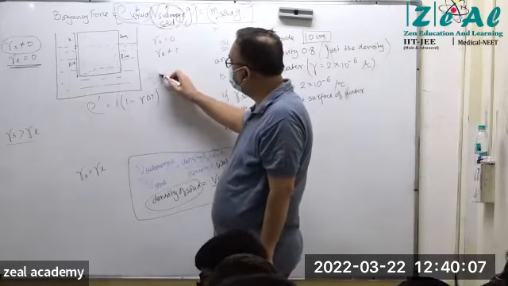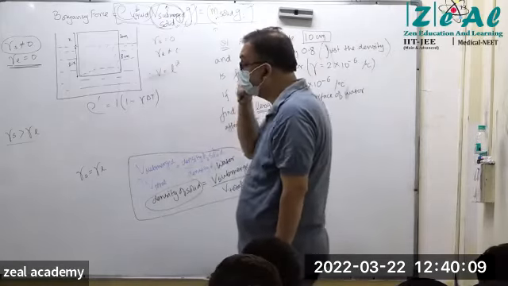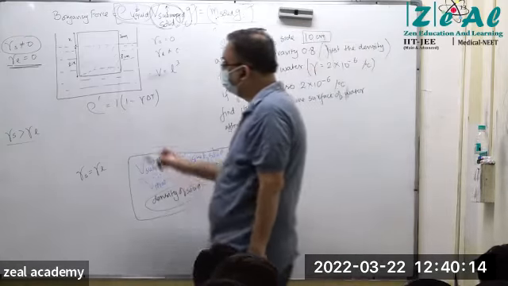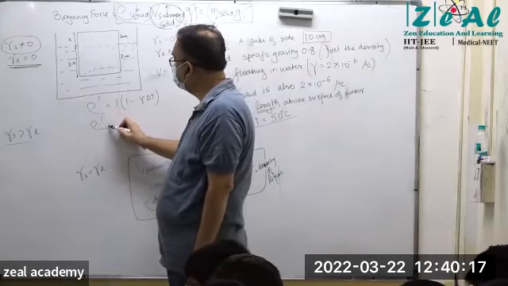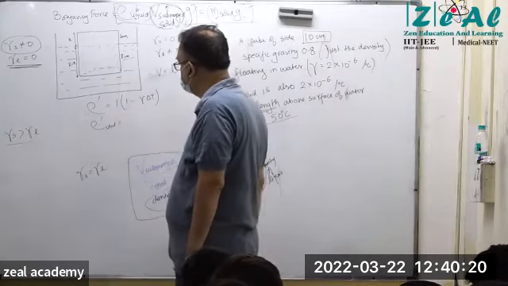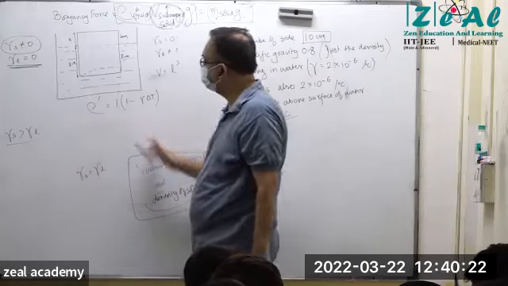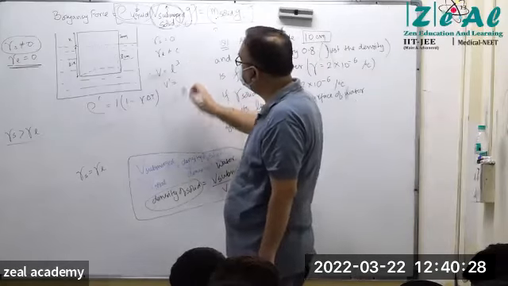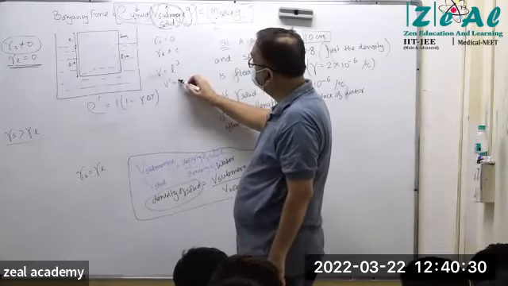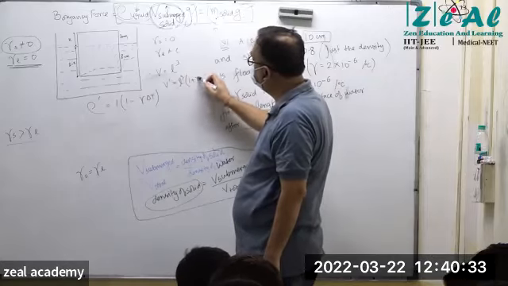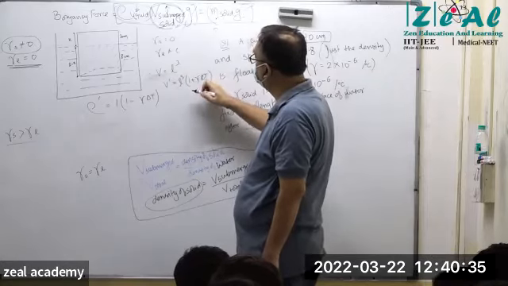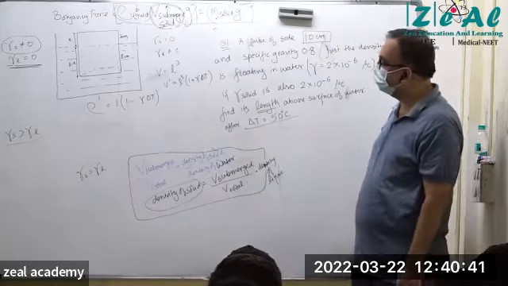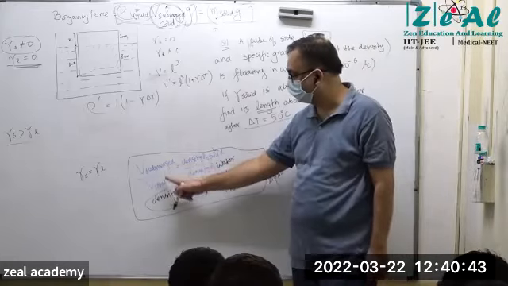Now, if the volume of the solid is L cube, I don't think we need density of solid. So if the volume of the solid is L cube, therefore the new volume will be equal to how much? It will be equal to L cubed into 1 plus gamma delta. Right? And now I can very easily work out the submerged volume.